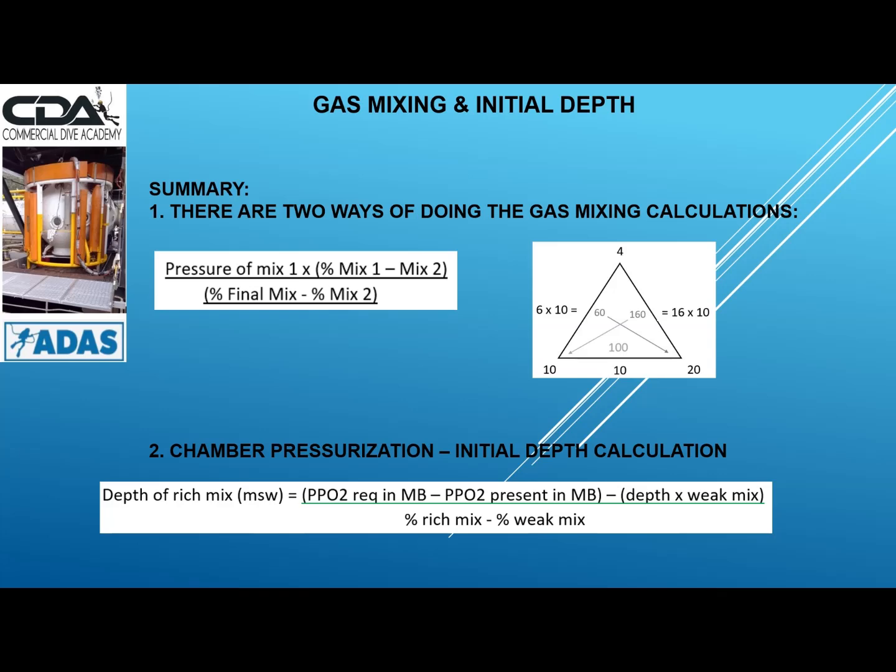In summary, for gas mixing and initial depth, there's two ways of doing the gas mixing calculations. One is remembering the formula on the left. That's most likely the one you're going to use because you're nearly always going to have gas in the cylinder or in the quad. And that is the formula you will need to memorize. If you have trouble memorizing it, you might find it easier to use the triangle, the gas mixing triangle. And lastly, the chamber pressurization or the initial depth calculation, you're going to have to try and remember this. So try and write it down and memorize it, practice it a couple of times. It is very accurate.